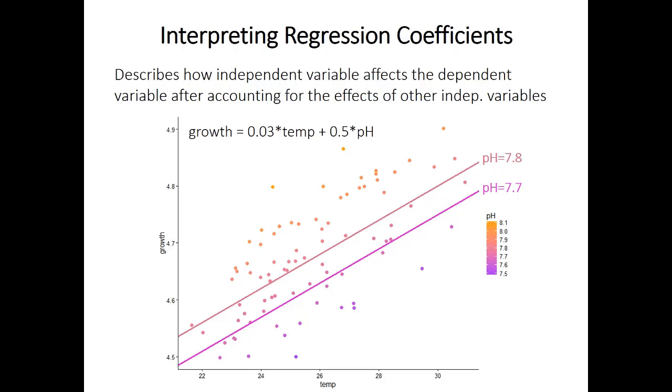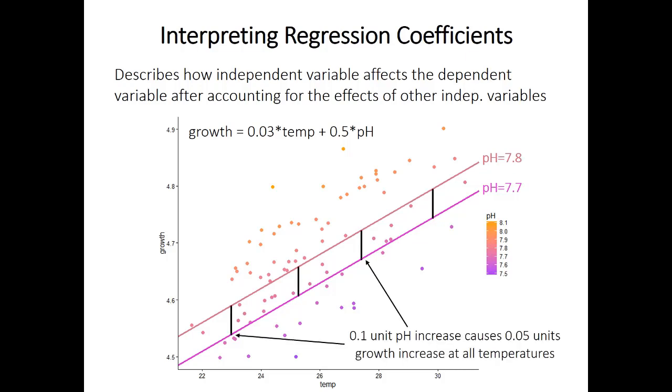So I added the regression lines for the effect of temperature at a pH of 7.7 and at a pH of 7.8. And what you'll notice is that no matter what the temperature is, there's always a 0.05 unit growth rate difference between those two lines. So if we know pH on its own only, we can't predict growth rate. But if we know temperature as well, we can predict growth rate from these two together.